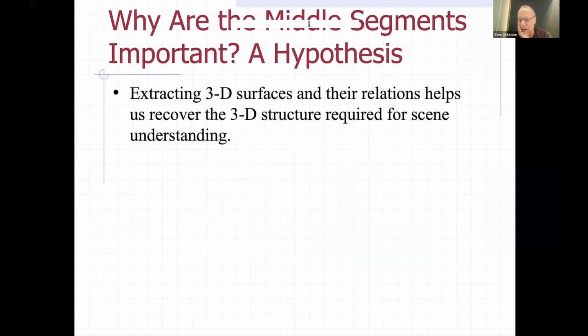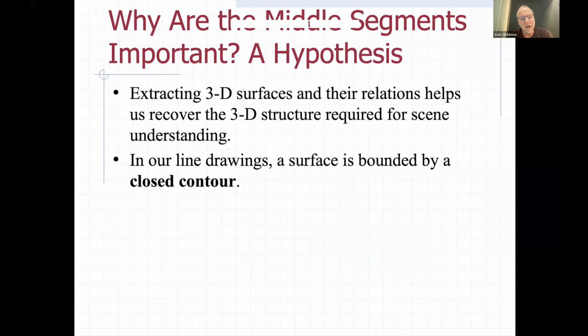If you look at a scene and you look at a human trying to understand the category of that scene, we believe that one of the steps being completed by the human is to extract the 3D surfaces and their surface relationships in an attempt to recover the 3D structure for scene understanding. That's what we believe is going on. And in a 2D line drawing, these so-called surfaces, which we're trying to extract, project into bounded closed contours in the image. So you've got closed contours in the image representing the surfaces.